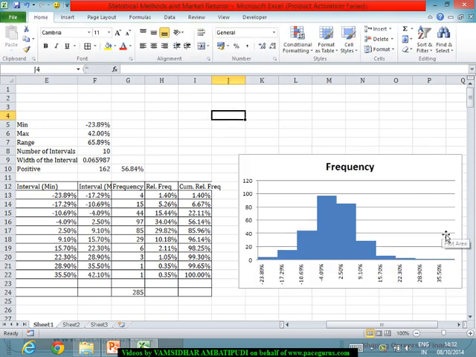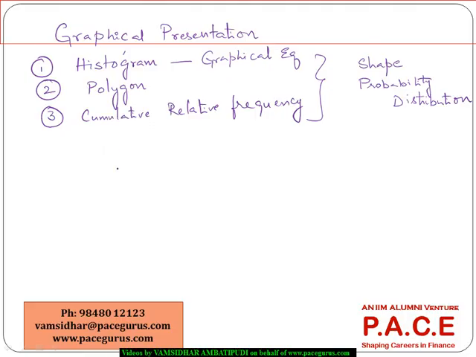So this is telling me the shape of this particular frequency distribution from this particular perspective. So this is what we are calling the histogram. Now the next kind of graph that I am looking at in this scenario is the frequency polygon, which is another representation of the frequency distribution.